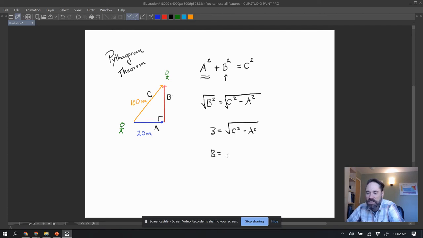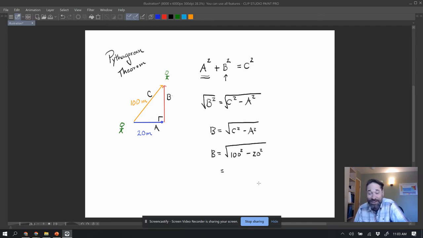Well, the quantities I've got for my c squared and a squared: my c is going to be the 100. So I've got 100 squared minus 20 squared, and I need to take the square root of all of that. I'm going to use my handy dandy calculator once again to do that. If I take this all in one fell swoop, where I type in the square root of 100 squared minus 20 squared, I can get there all in one go.